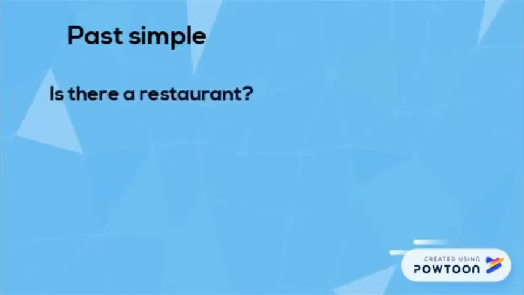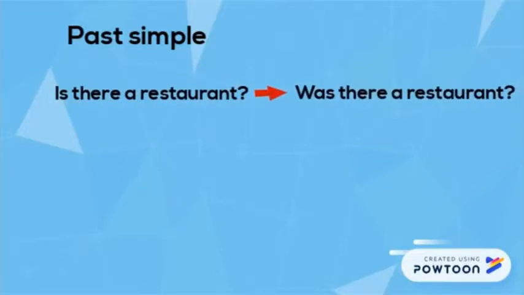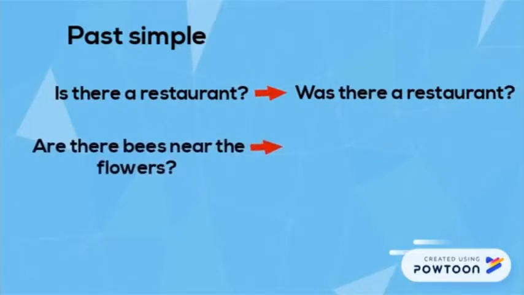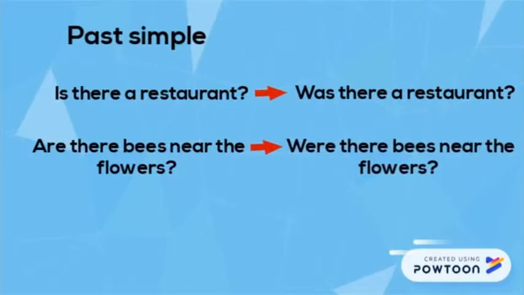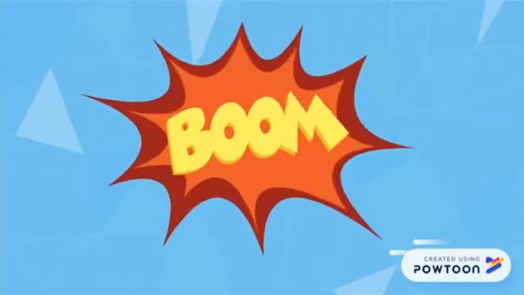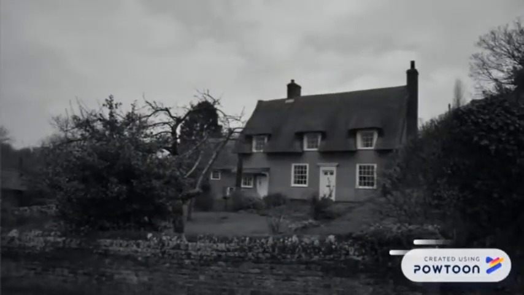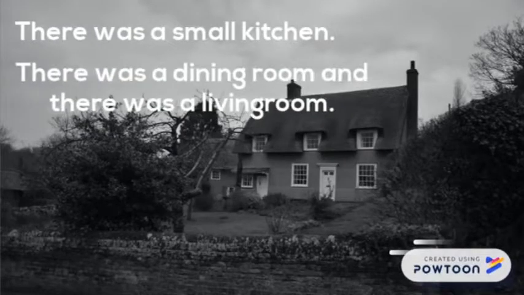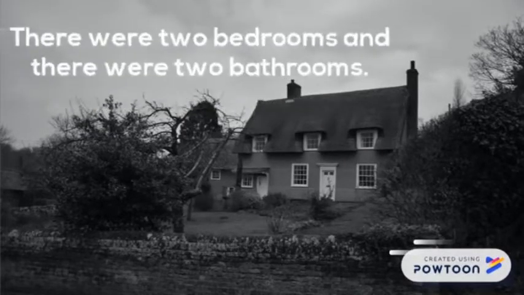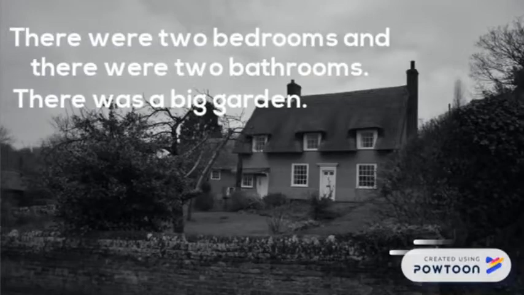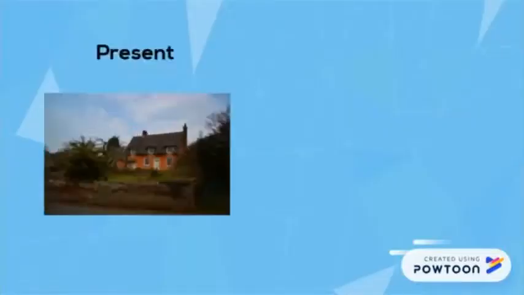And in questions, we say, is there a restaurant? in the present, and in the past, for example, was there a restaurant? Now I can describe my ideal house in the past. There was a small kitchen, there was a dining room, and there was a living room. There were 2 bedrooms and there were 2 bathrooms. And there was a big garden.